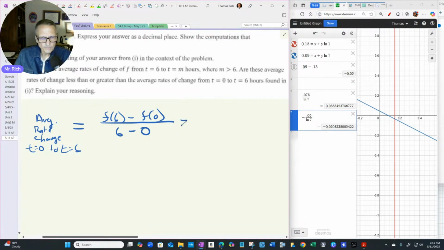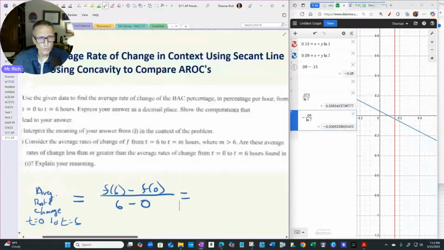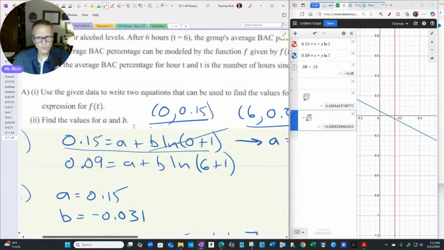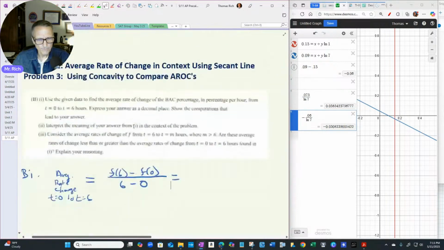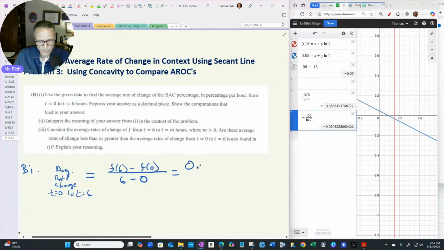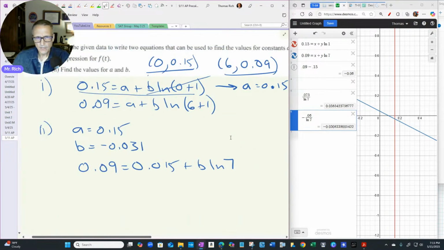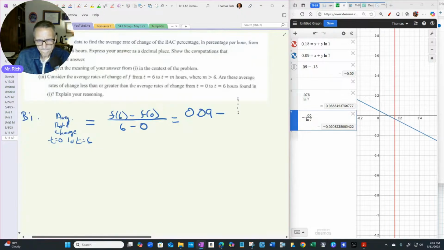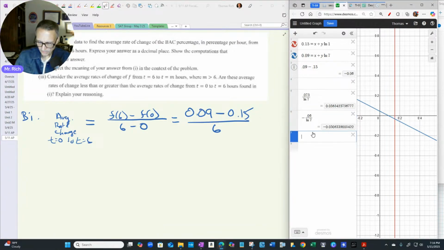All right, and so then what we're doing is we're going to find f of 6 and f of 0, but actually we already know what they are because they gave them to us, right? F of 6 was 0.09, so we're going to put that in. So we're going to show to the grader that we substituted 0.09 for f of 6, and f of 0 was 0.15. And 6 minus 0 is 6. Then we're going to go ahead and do that calculation. So it's a negative 0.06, and then we'll divide that by 6. We get negative 0.01.